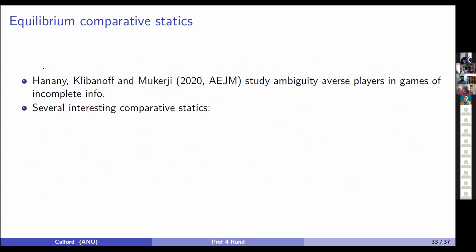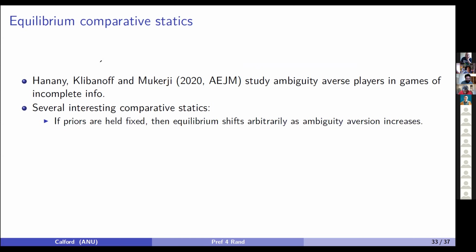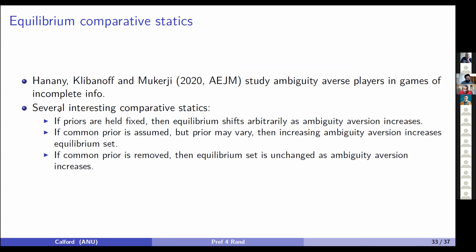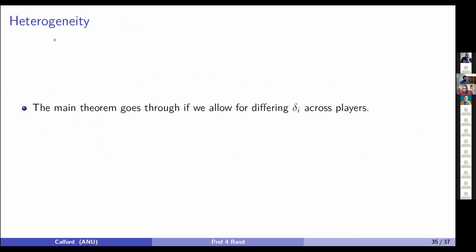And just in the last couple of minutes, I might quickly say there's some equilibrium comparative statics as well from Hanani, Klibanov, and Mukherjee. They discuss how things change if priors are fixed or if priors are allowed to vary. The intuition there is very similar to my initial example where I held your beliefs fixed. If you hold the amount of ambiguity aversion fixed, then you no longer get your monotonicity results. But if you allow the ambiguity beliefs to vary fully, then you can get some nice monotonicity results, and they have the same thing in equilibrium.